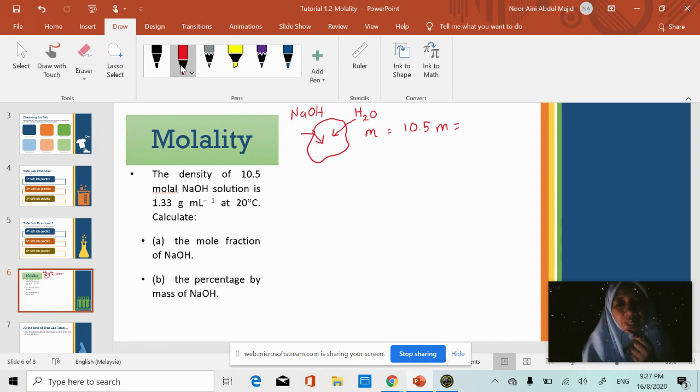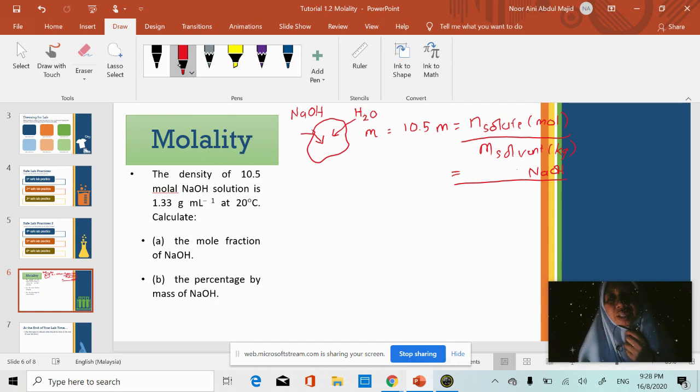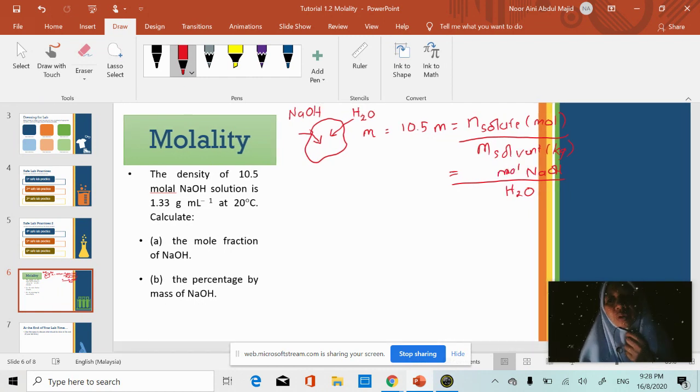Whatever it is, you have to be clear on what you have. What is the formula for molality? Molality is defined as the number of mole of solute over the mass of solvent. The mass of solvent is in kilogram. Now, what is our solute? The solute is NaOH. And what's the solvent? The solvent is H2O. The unit of NaOH must be mole, and for H2O, the unit must be kilogram.